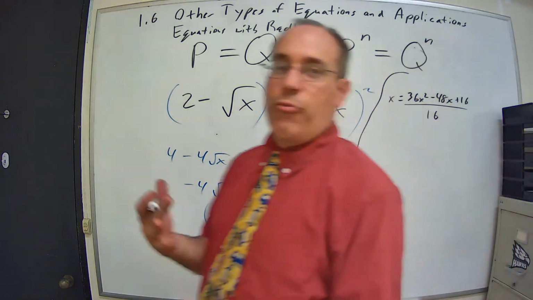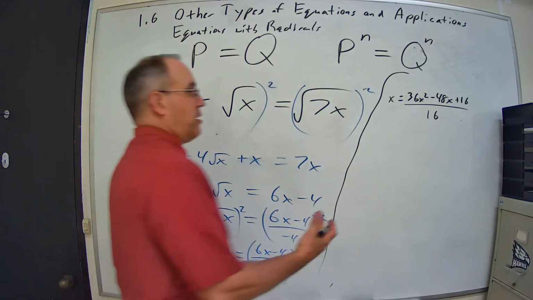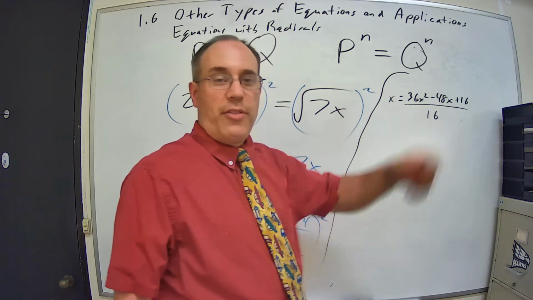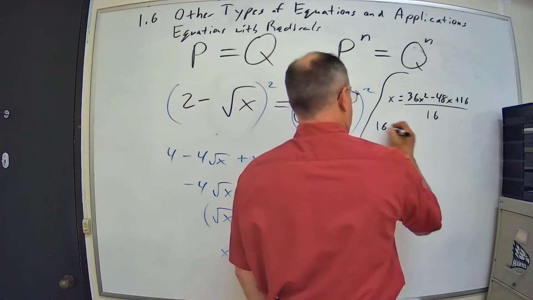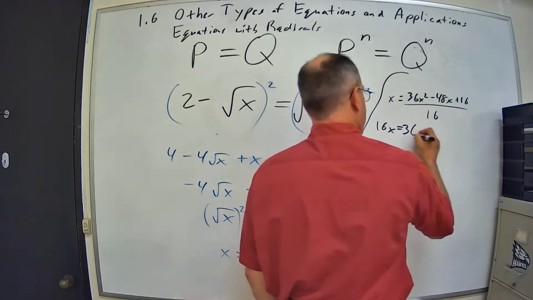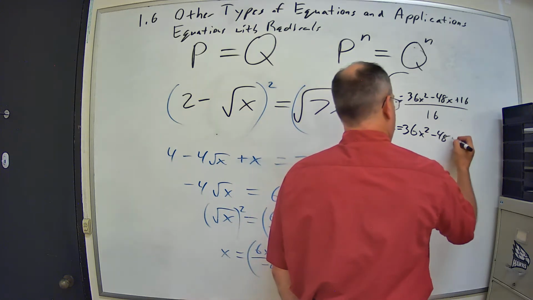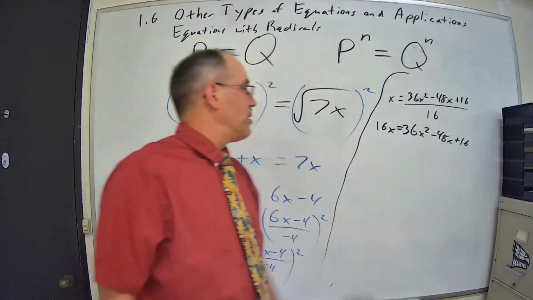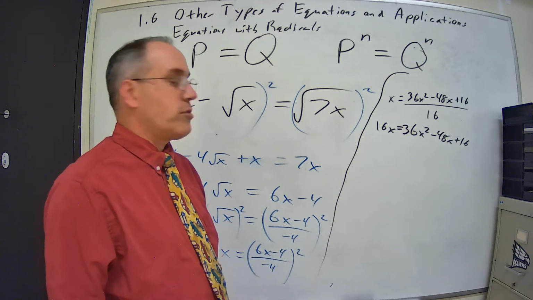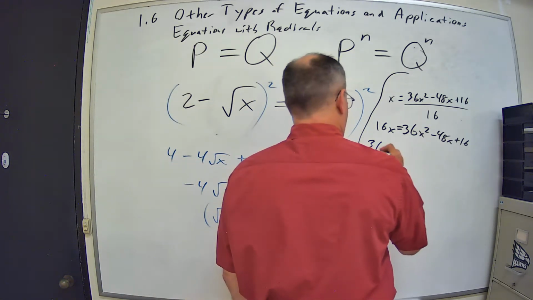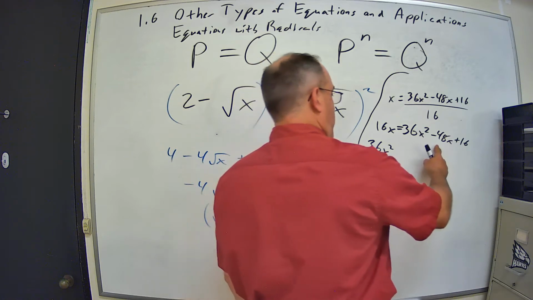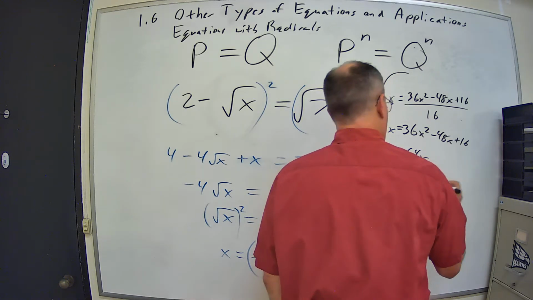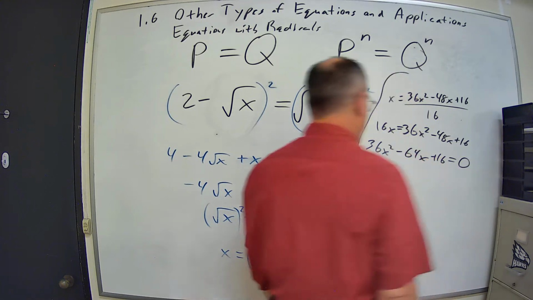So now we have a rational equation. I've got 16 here, I can just multiply through by 16. And I have 16x is equal to 36x squared minus 48x plus 16. Get it all onto the same side. So let's move that 16x over there. So subtract 16x from both sides. Then I have 36x squared minus 48 minus 16, 64, so minus 64x plus 16 is equal to 0.